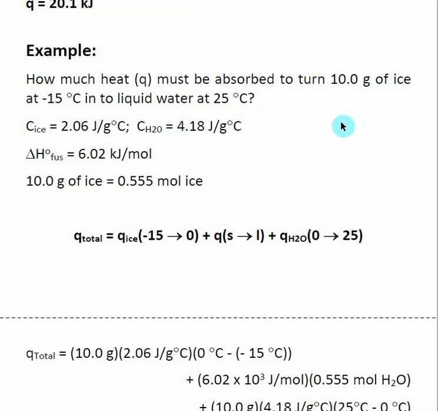So hopefully you all remember that ice melts at 0 degrees C. And so I need to first warm up my ice, which is at negative 15 degrees C, to 0 degrees C. And then I need to turn it into liquid water. And then once I turn it into liquid water, I can continue on warming this up to 25 degrees C. So we'll see this a little bit better here in just a second.